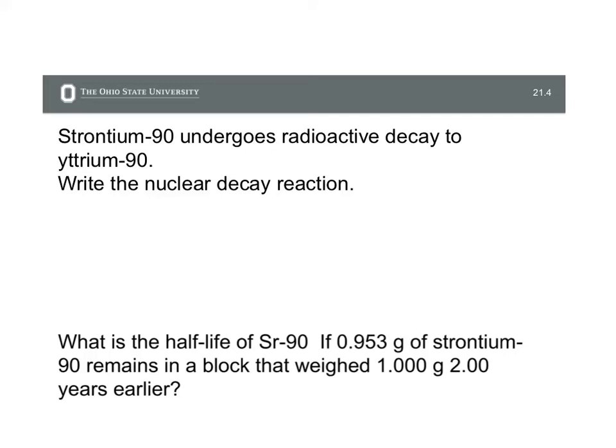So let's look at a problem that really encompasses all of the topics we've been learning about in terms of nuclear chemistry. In this problem, it states that strontium-90 undergoes radioactive decay to yttrium-90, and we're asked to write the nuclear decay reaction. It doesn't specify which reaction, but we know the reactant and the product. So we have Sr-90, which has atomic number 38, and that goes on to form yttrium-90 with atomic number 39.